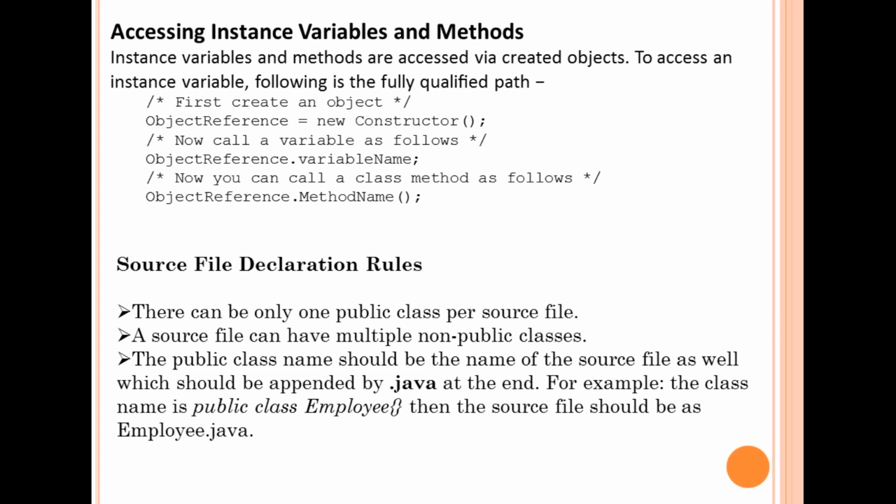First, create an object: object reference equals new constructor. Now call a variable as follows: object reference dot variable name. Now you can call a class method as follows: object reference dot method name. This example explains how to access instance variables and methods of a class.